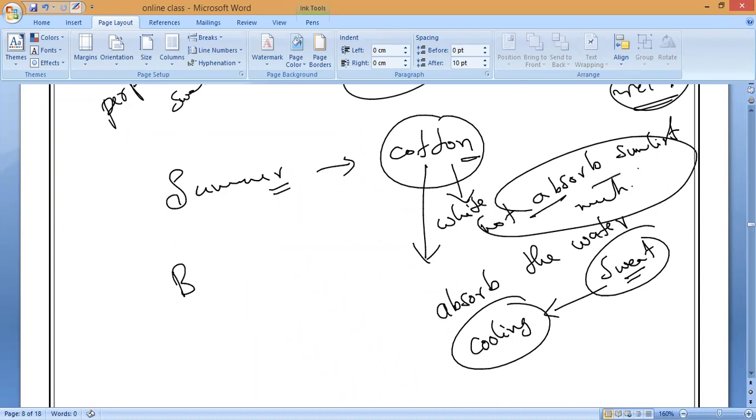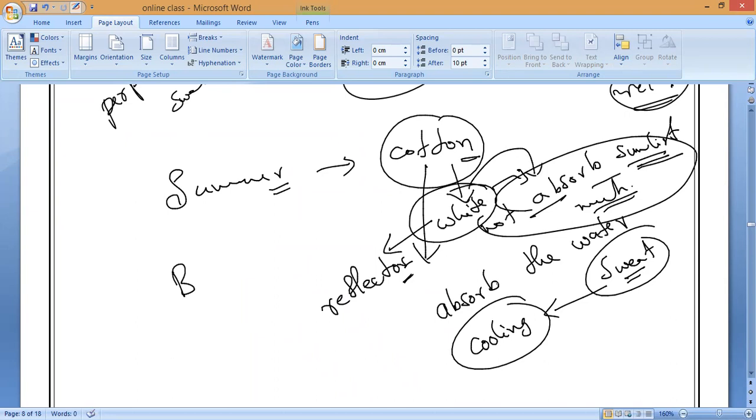Because it will not absorb the sunlight. That is the answer. So why do we always wear cotton and white clothes? Because it will never absorb the sunlight. It is a good reflector. That is the reason we always choose white clothes as well as cotton clothes or light color clothes in the summer season.